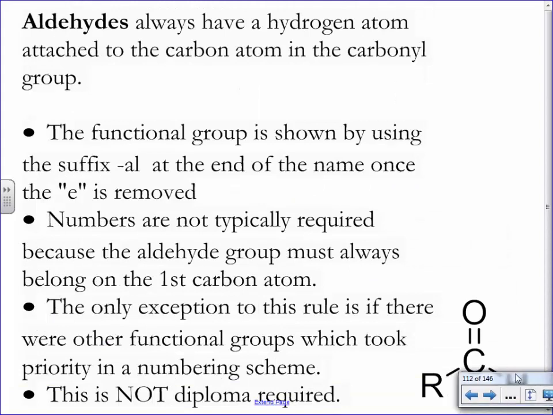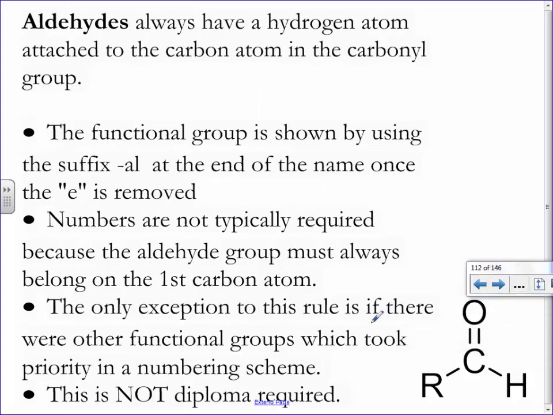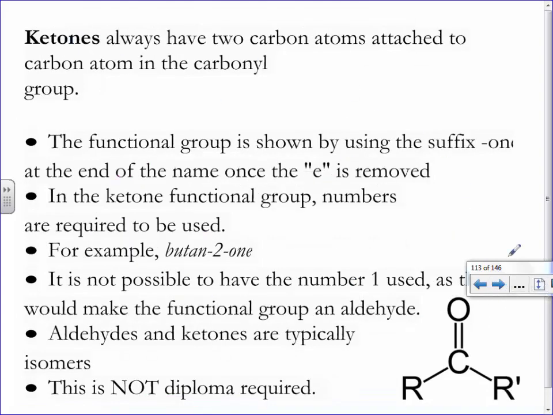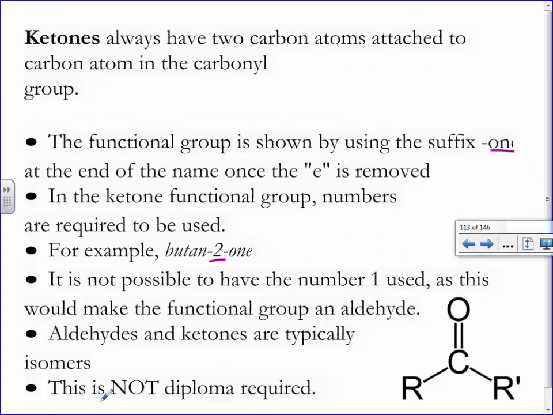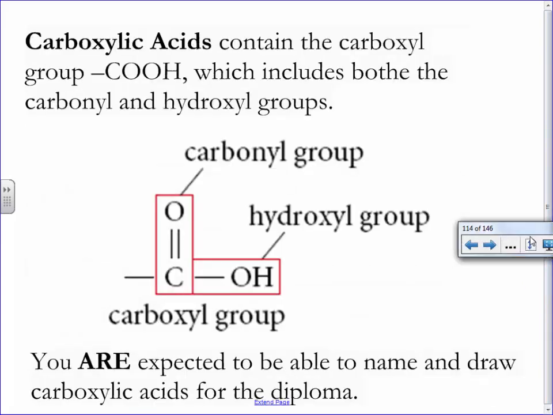So I've got a slide here on aldehydes that kind of goes through the concept. AL is the ending. Numbers are not typically required because it's always on the first one, not on the diploma. Ketones are next. Change it to ONE. Do include a number, also not on the diploma. Sorry, I'm ripping through this because hopefully that makes sense. So here's the one we do need to focus on though, carboxylic acids.